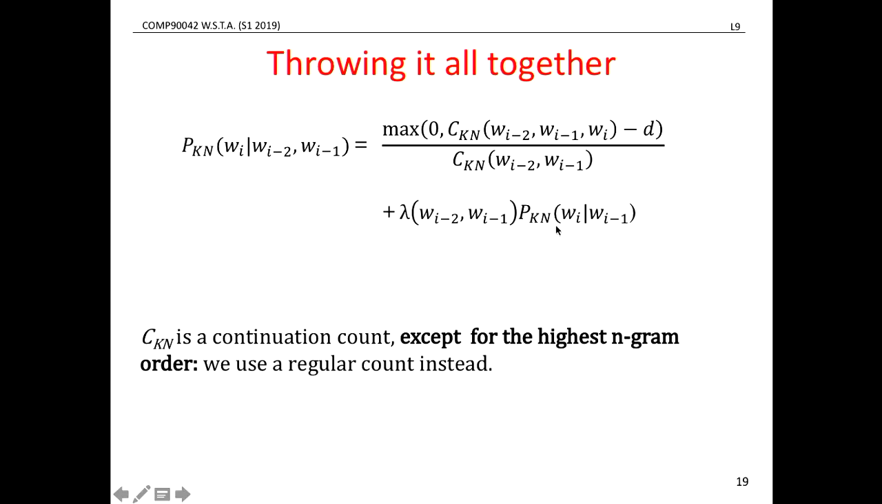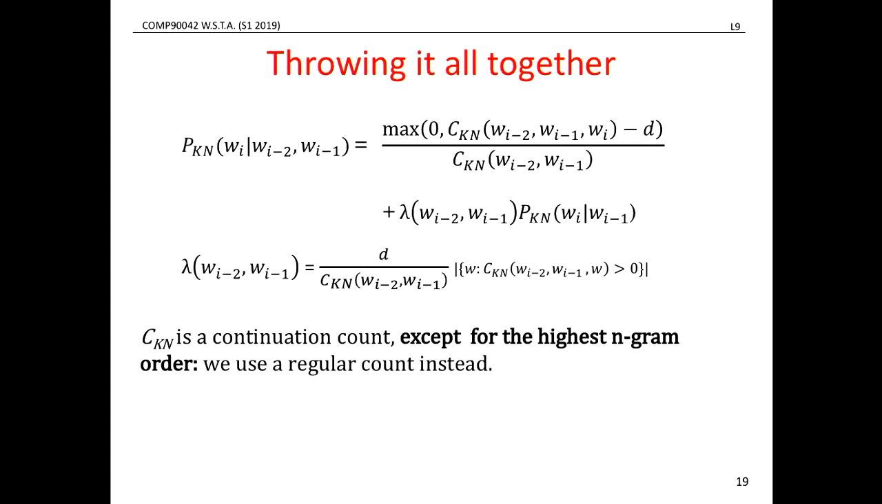Okay, there's a slight caveat that this CKN is a continuation count except at the highest n-gram level. So if you have a 5-gram model, at the level of 5-grams, it's normal counts. At the level of 4-grams, now it's continuation counts, and so on all the way back. And I won't go into the details of why.